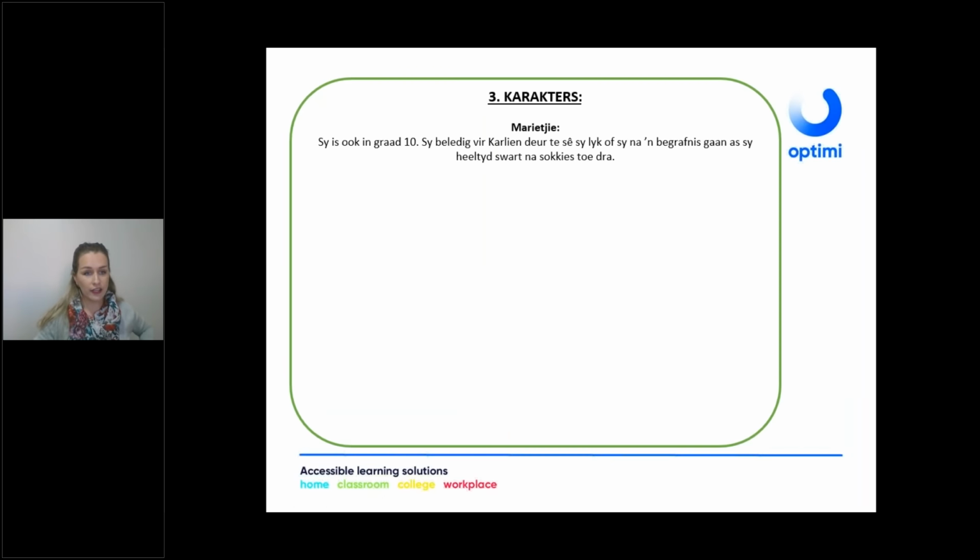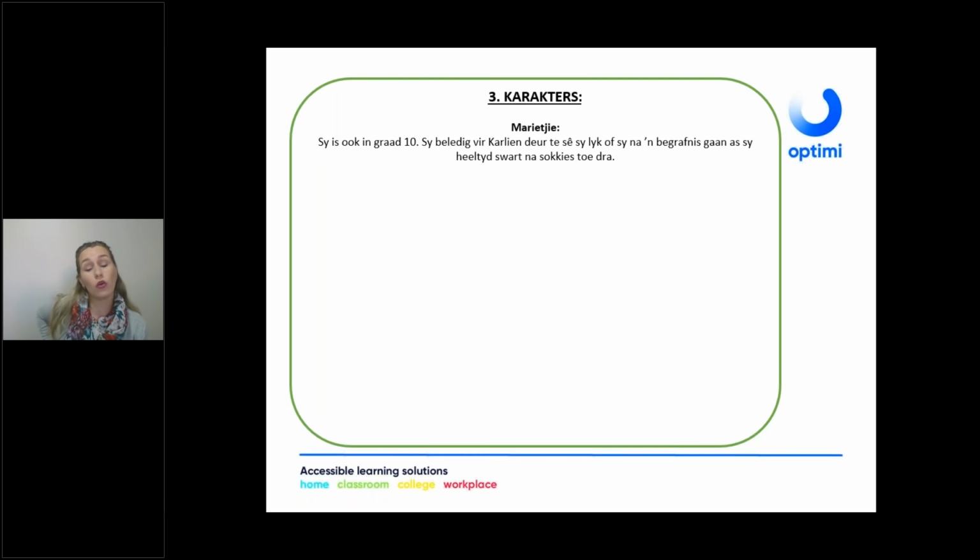Okay, then we look at the characters. The first character, always when I discuss the characters, I go in order of appearance. The first character we get to know is Mariki. So I don't start with the main character necessarily, okay?